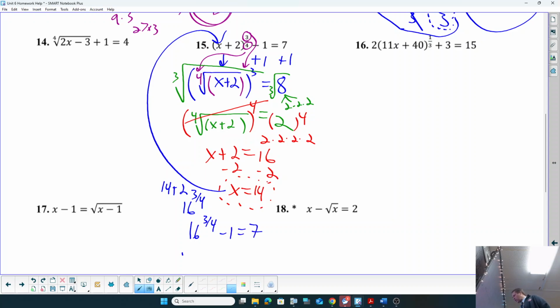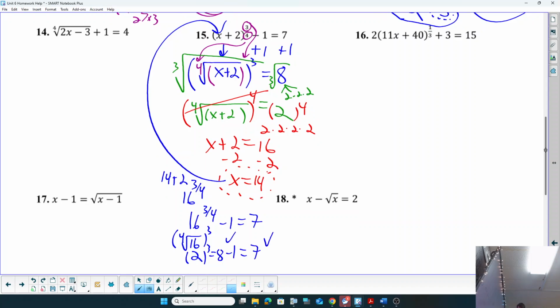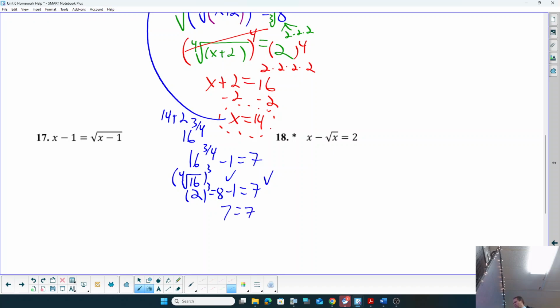Well, 16 to the 3/4, you have the 4th root of 16 to the 3rd power. And the 4th root of 16 is 2 times 2 is 4, times 2 is 8, times 2 is 16, so that's 2. And then 2 to the 3rd power is 8. And 8 minus 1 is 7. We did it. 7 equals 7. Nice. So we did it right. So 14 definitely works. So you try 16 next. You try 16. Try 17 on your own.